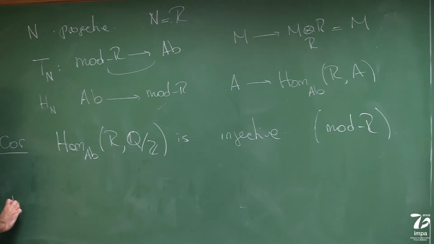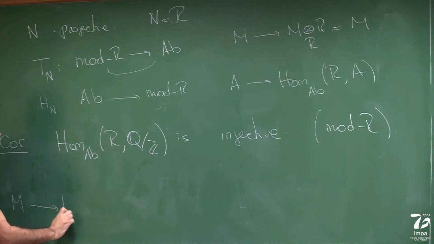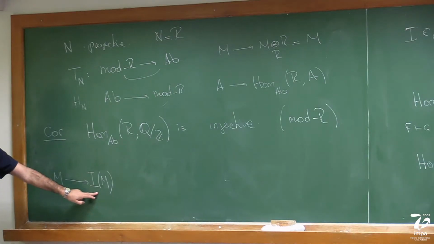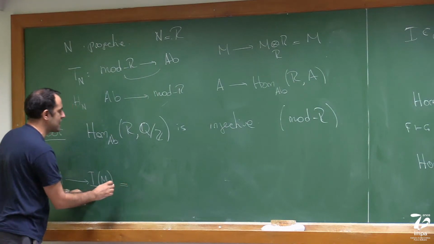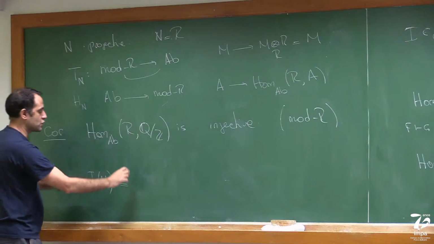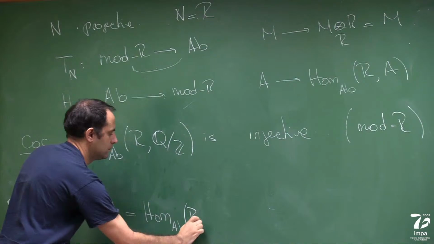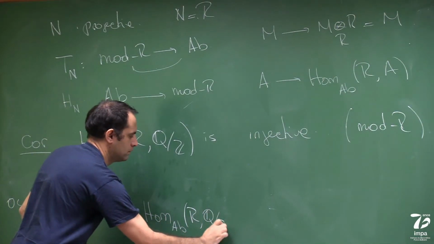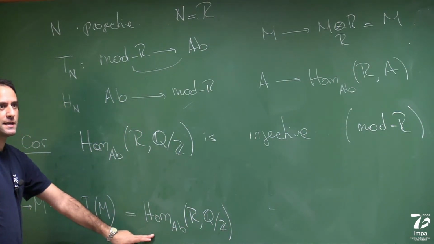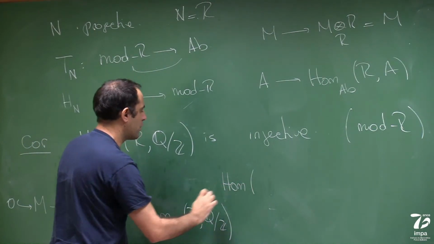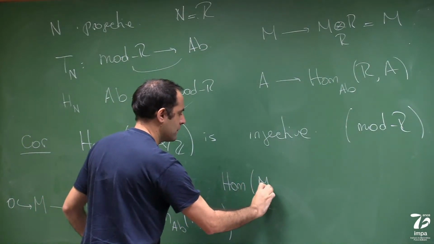Okay, so now what I want to do is to construct an injection from M into an injective R module on the right. And what I will do is take a product of injective R modules. And how many of these guys am I going to take? I'm going to take a huge number of them. I'm going to take as many as maps from M into this guy.